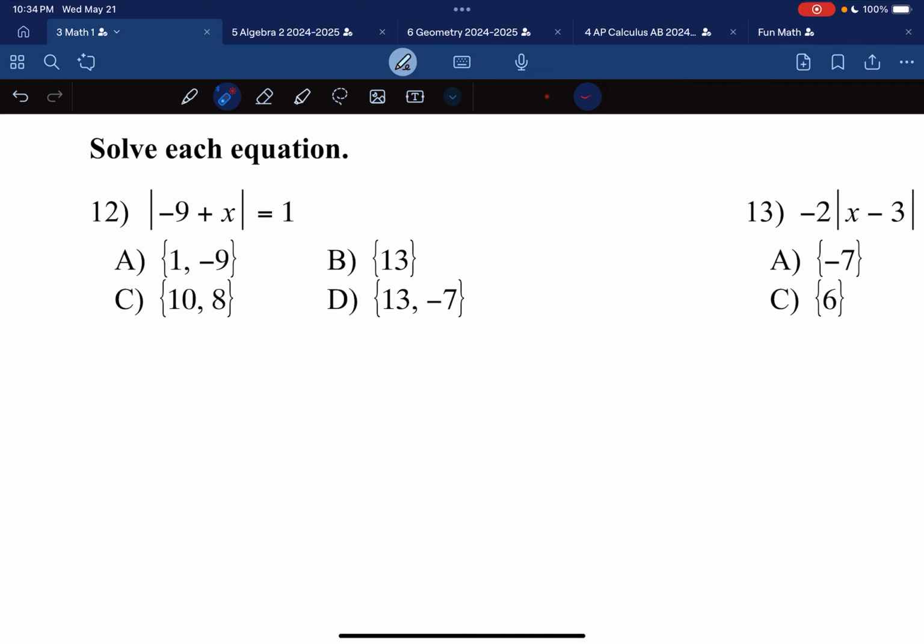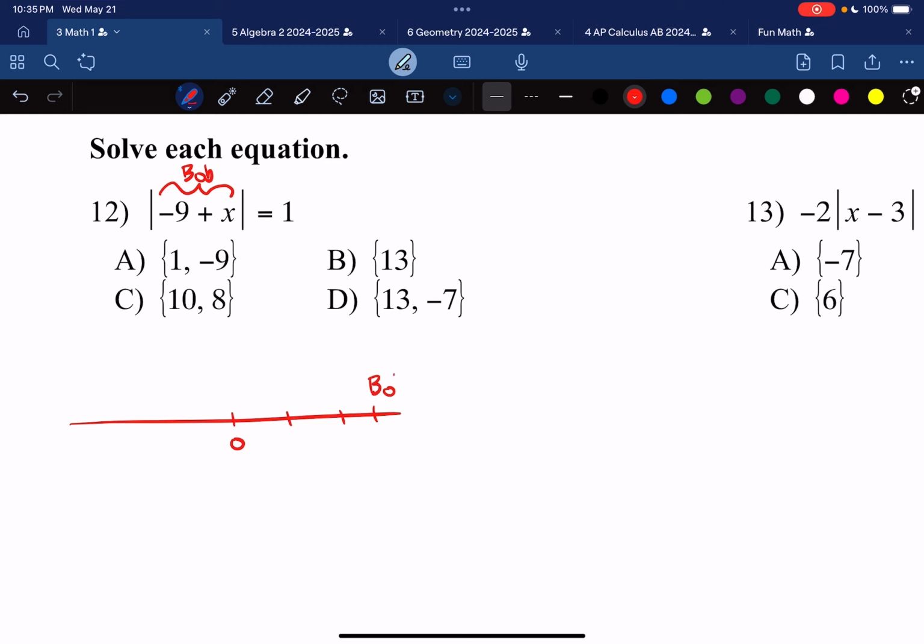Number 12, absolute values. As a reminder, absolute value is a distance away from 0. So let's go ahead and tell a quick story to make sure that everyone understands this. Let's call the stuff on the inside, without the absolute value, Bob. Here's how absolute value works. It's distance from 0. So if I go 1, 2, 3 to the right, that's where Bob lives. If I go 1, 2, 3 to the left, that's also where Bob could theoretically live, because the absolute value is the distance from 0. And we happen to know that Bob is, in this case, 1 away from 0. Let's just say that is 1 distance away.